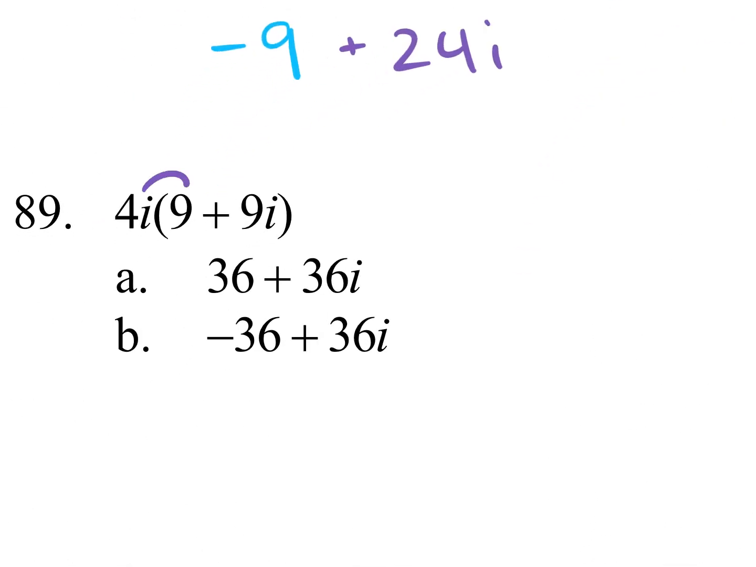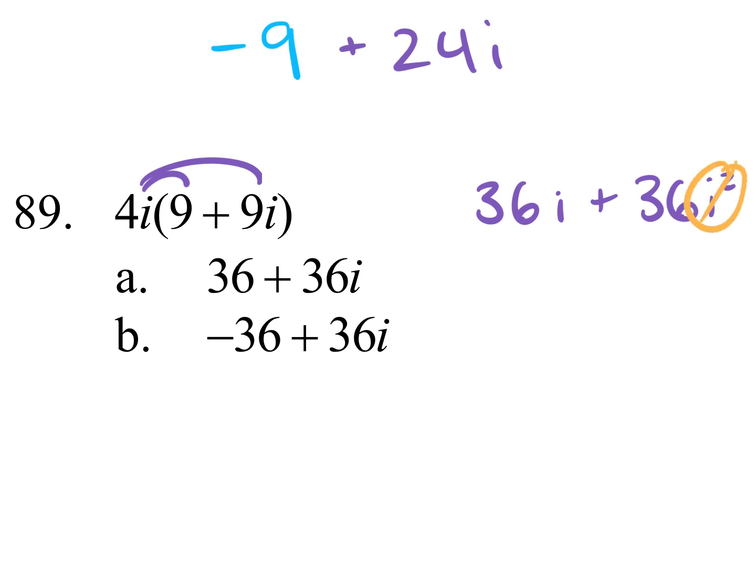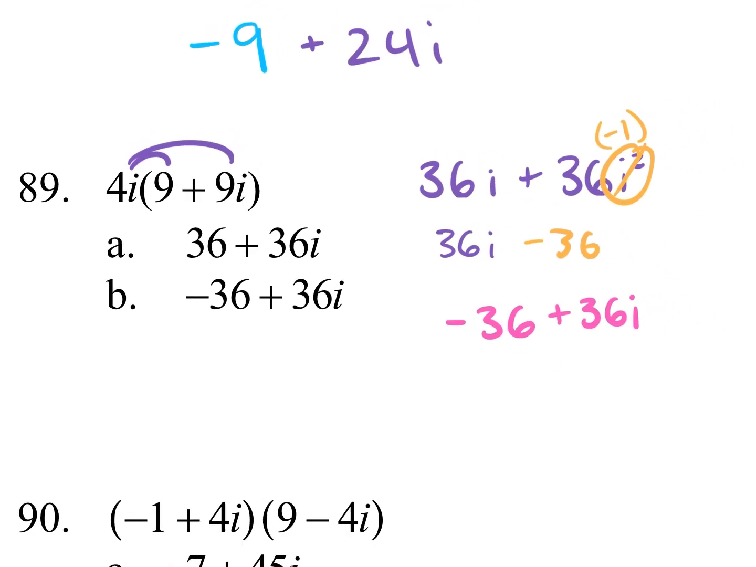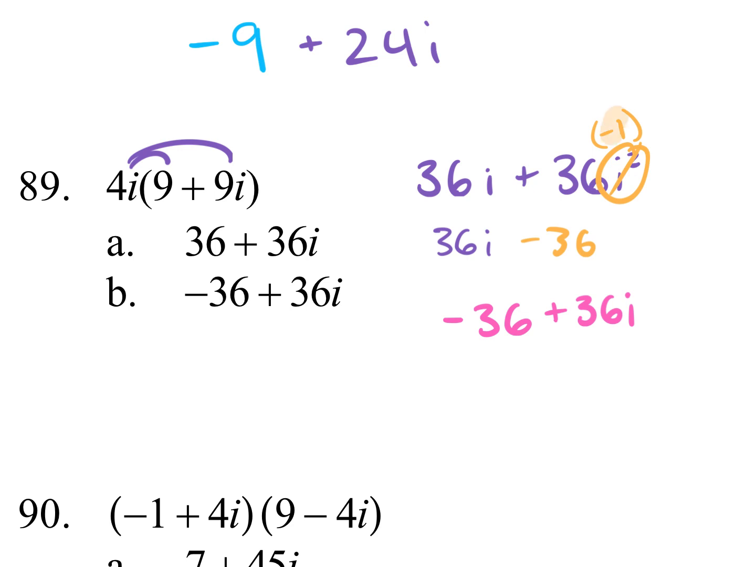89. We have to distribute. 4i times 9 would be 36i. What's 4i times 9i? 36i squared. What do I do with that i squared? It changes to be a negative 1. So that makes it a negative 36. And now I have to write it in standard form. So what do I do? Flip them. So negative 36 plus 36i. Don't forget, anytime you have that i squared, it changes to be negative 1. So that would be answer choice B.